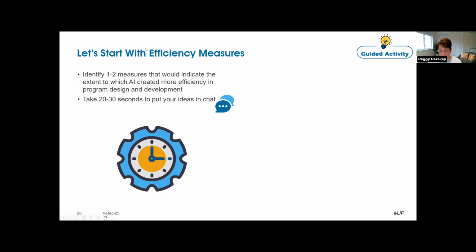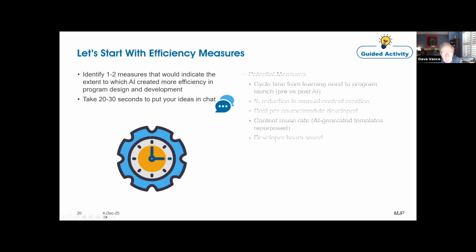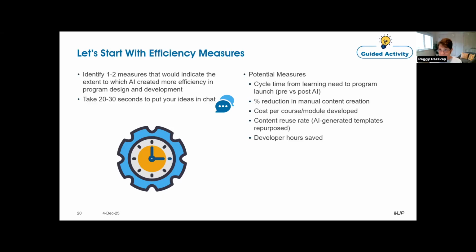These are all excellent. Very good. Some of the same: cycle time from learning need to program launch. This was just a different way of saying what you've already said. And you could do a pre versus post. Percent reduction in manual content creation, cost per course module developed.